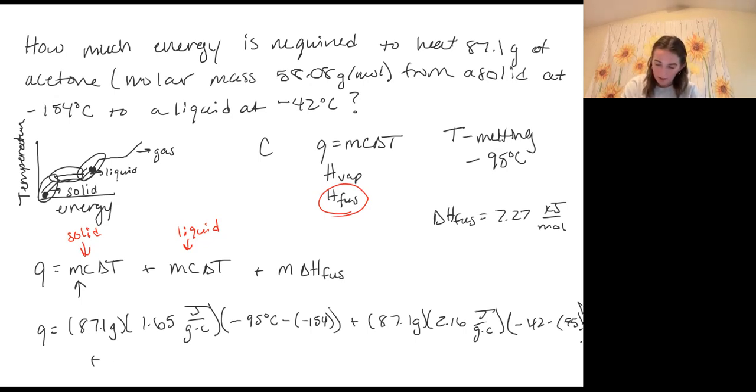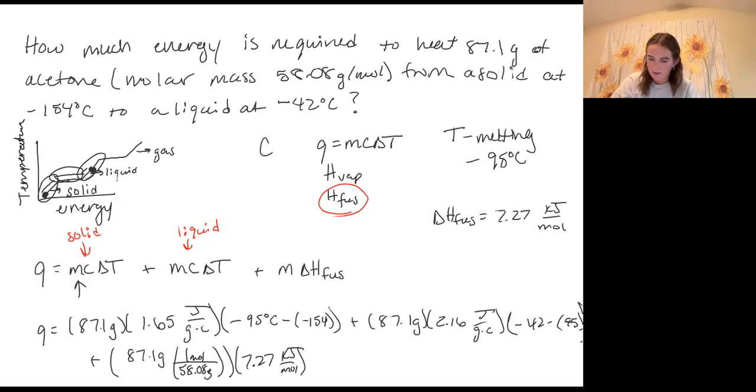So it would be 87.1 grams. We're going to use our molar mass of 58.08 grams per 1 mole times our heat of fusion, which is 7.27 kilojoules per mole. Okay, and we would add all of that up. And that would lead us to choice D, which is eventually 29.4 kilojoules.